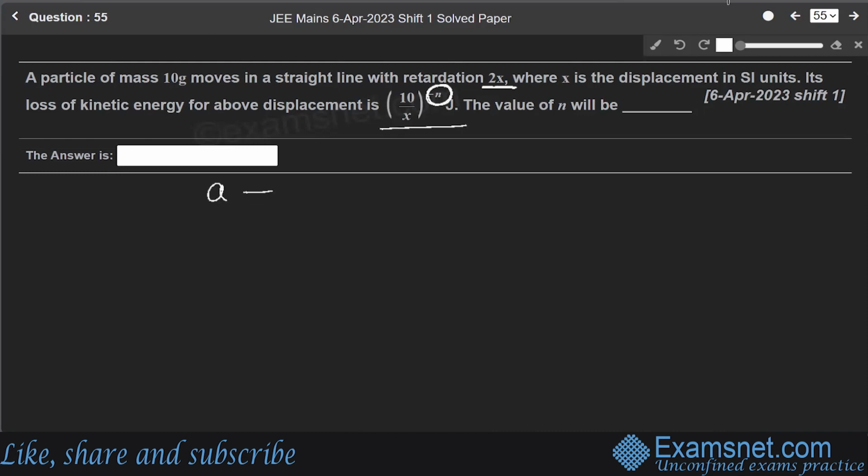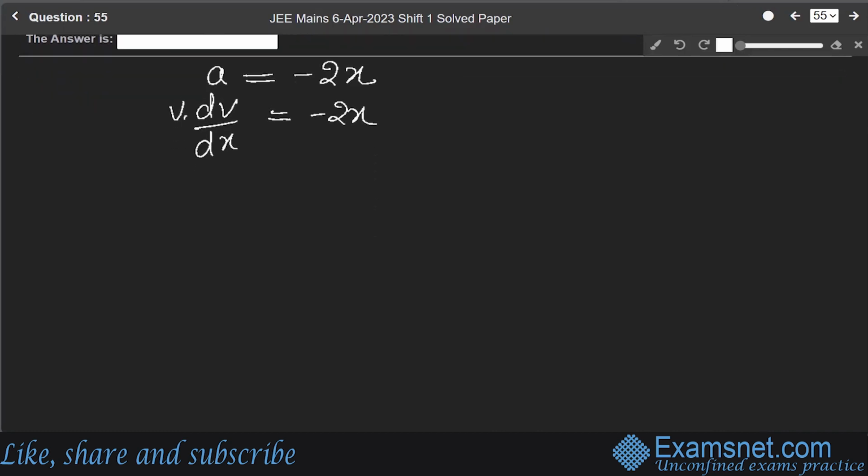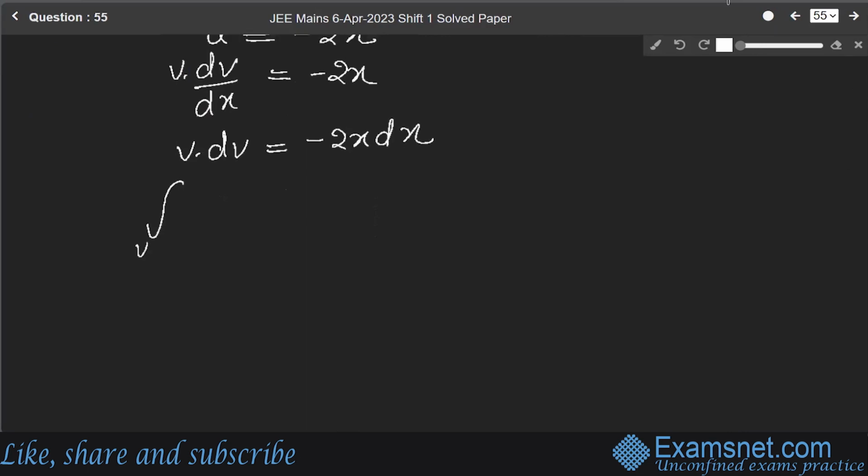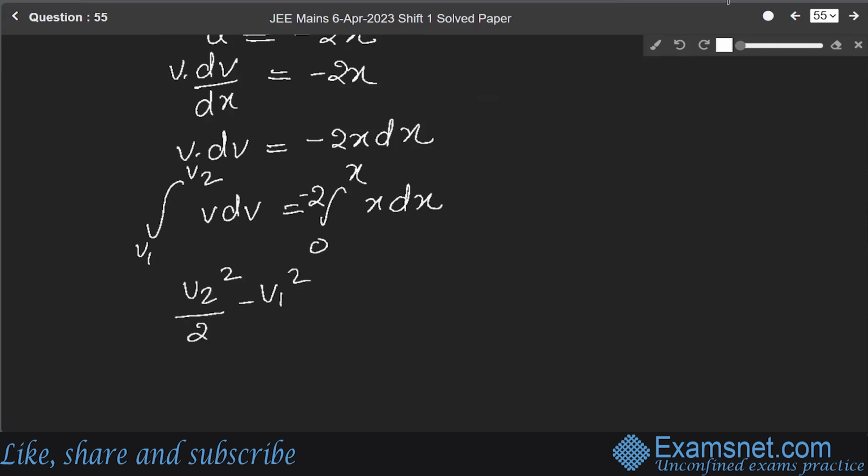So given retardation a equals minus 2x, we can write this acceleration as v dv by dx, which equals minus 2x. Now v dv equals minus 2x dx. Simply solving the integral, taking limits from v1 to v2, v dv will be equal to the integral from 0 to x of minus 2x dx. Solving it, we get v2 square over 2 minus v1 square over 2 equals minus 2x square over 2.